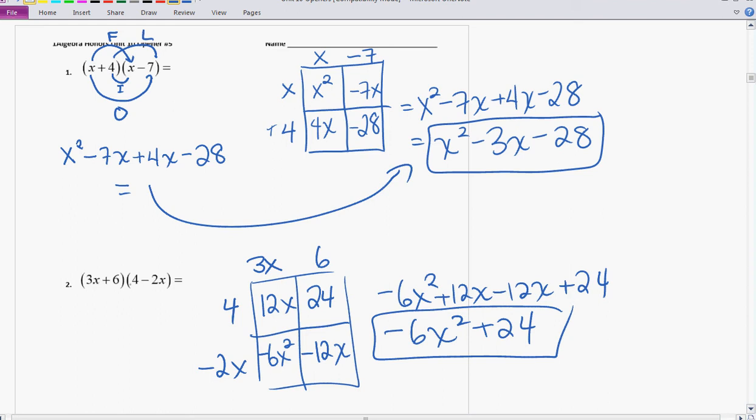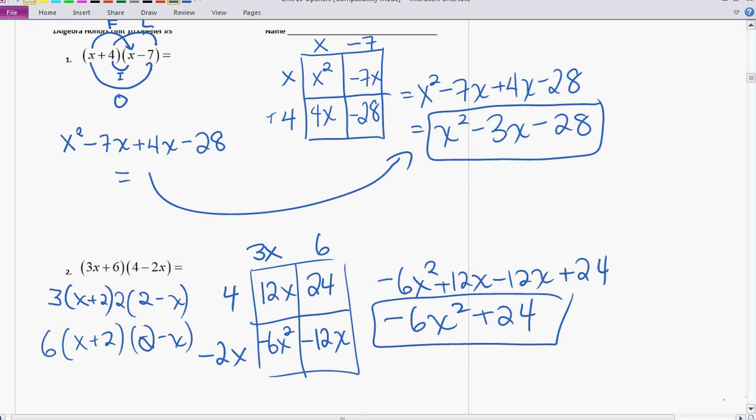Now there is another way to think of this, which is I could have noticed I have common factors inside here, so I could have rewritten this as 3 times x plus 2. I could have written the second term as 2 times 2 minus x. Now since I can do that, I can take these 3 and 2 and combine them to be 6, and now I can just multiply a simpler binomial times another simpler binomial.